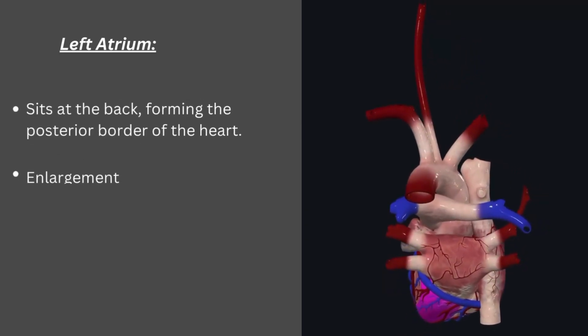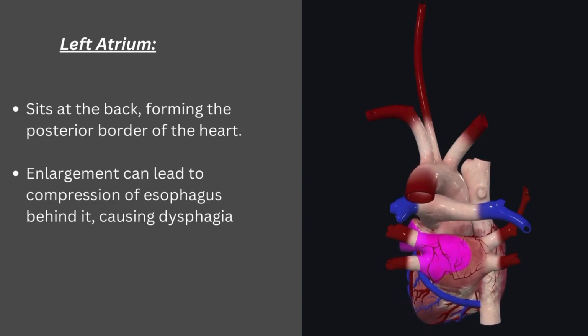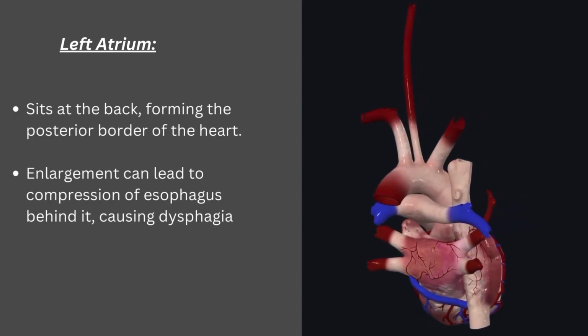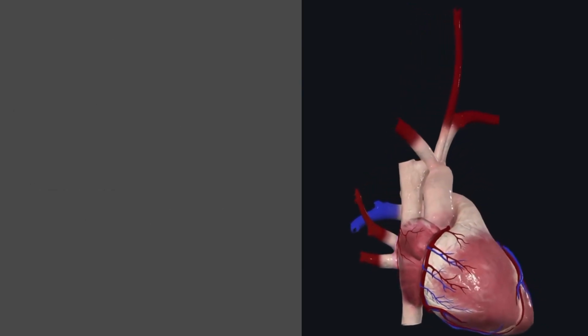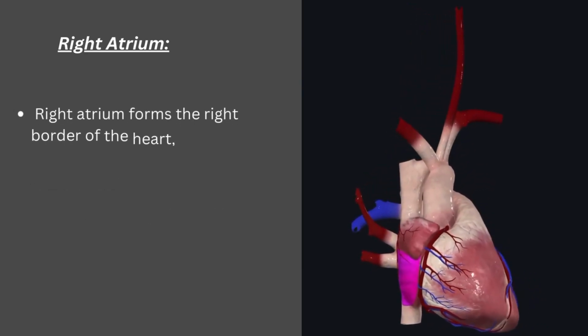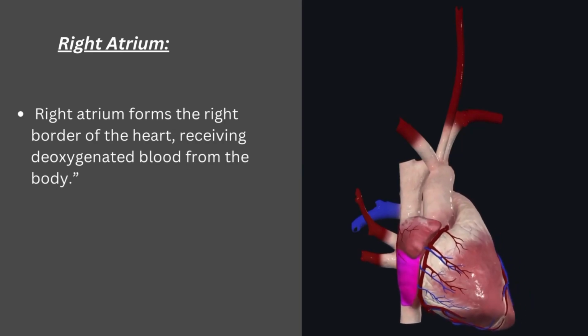The left atrium sits at the back, forming the posterior border of the heart. Enlargement of the left atrium can lead to dysphagia due to compression of the esophagus behind it. Finally, the right atrium forms the right border of the heart, receiving deoxygenated blood from the body.